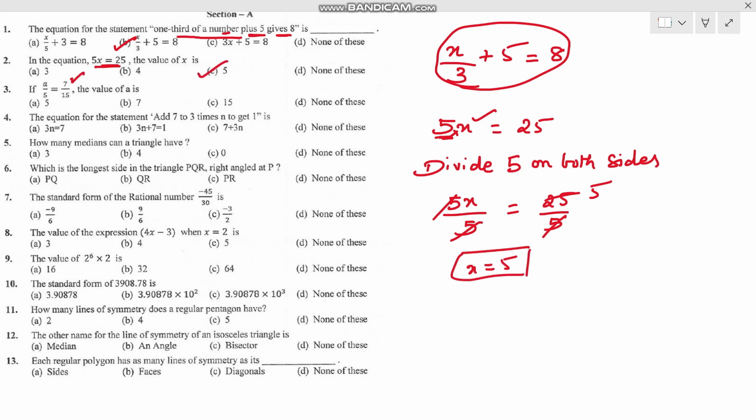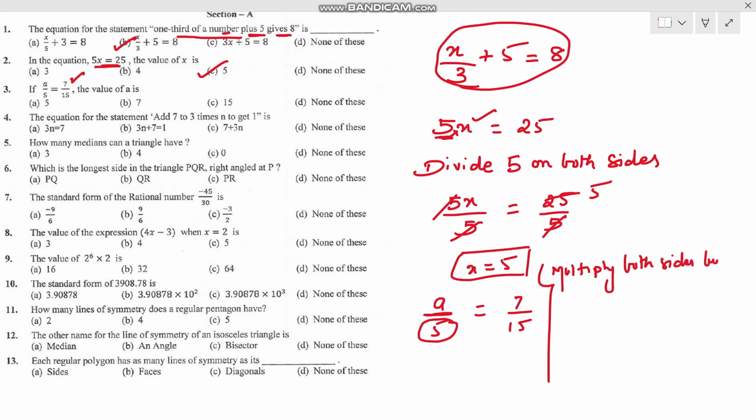Now here you can see that question number 3, a upon 5 equals 7 upon 15. In order to remove this 5, we need to multiply with 5. Multiply both sides by 5. So we will be getting a upon 5 into 5 equals 7 upon 15 into 5. 5 will get cancelled. 5 3s are 15. So the correct answer is a equals 7 upon 3. And here we can see that A is 5, which is not the correct option. B is 7, it is also not. C is 15. So the correct option is option number D, none of these.